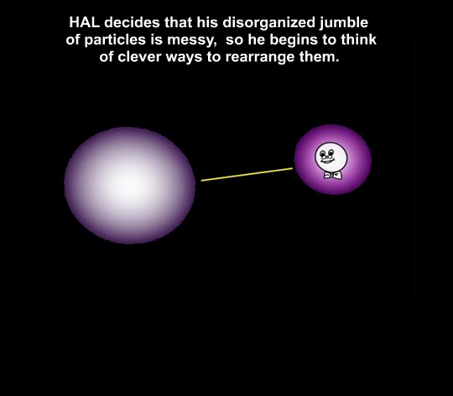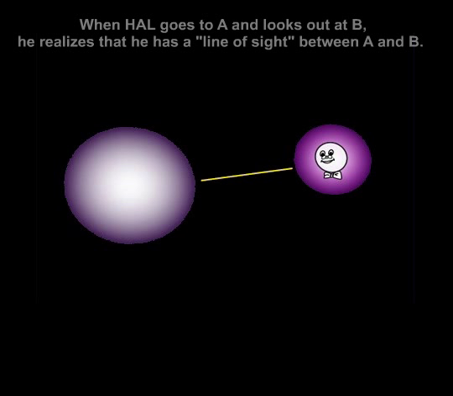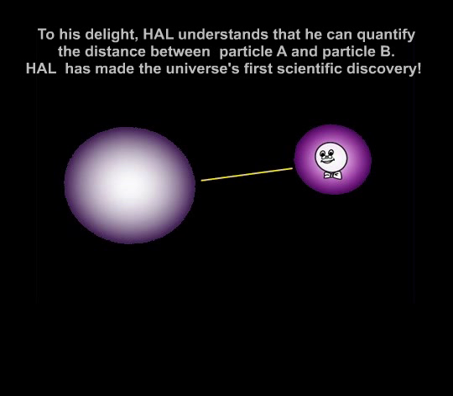Hal decides that his disorganized jumble of particles is messy, so he begins to think of clever ways to rearrange them. When Hal goes to A and looks out at B, he realizes that he has a line of sight between A and B. To his delight, Hal understands that he can quantify the distance between particle A and particle B. Hal has made the universe's first scientific discovery.